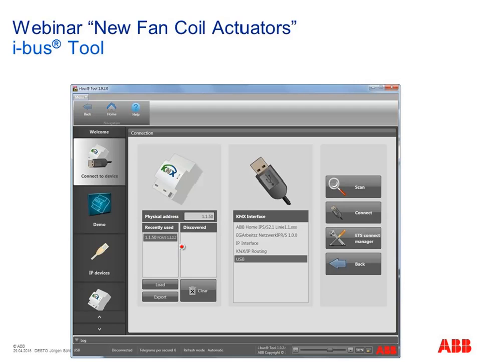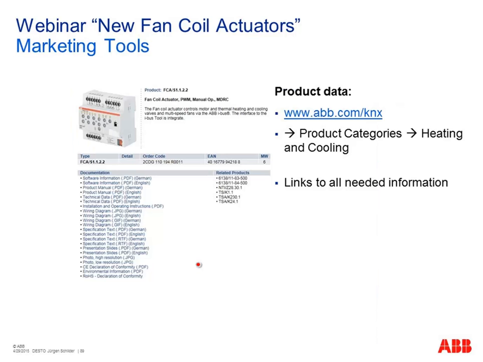And a small additional nice feature you will see here in this menu, recently used devices. You can see here the 1150 and the short description FCAS. So the next time you can directly click on this address and click on the button connect, and you do not have to enter the individual address of a device manually again. Good, so far the IBUS tool.